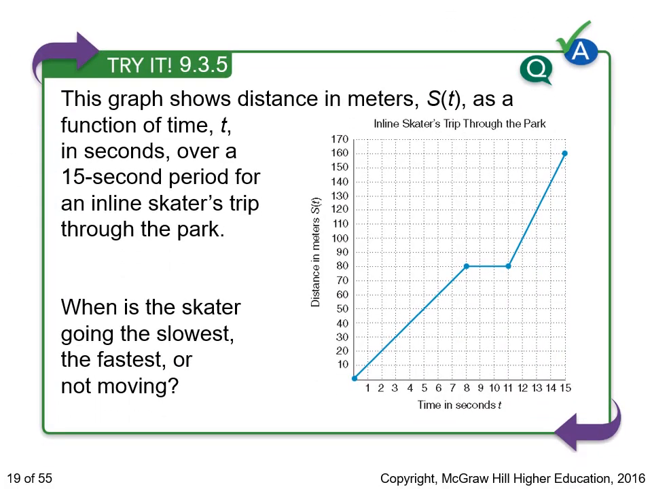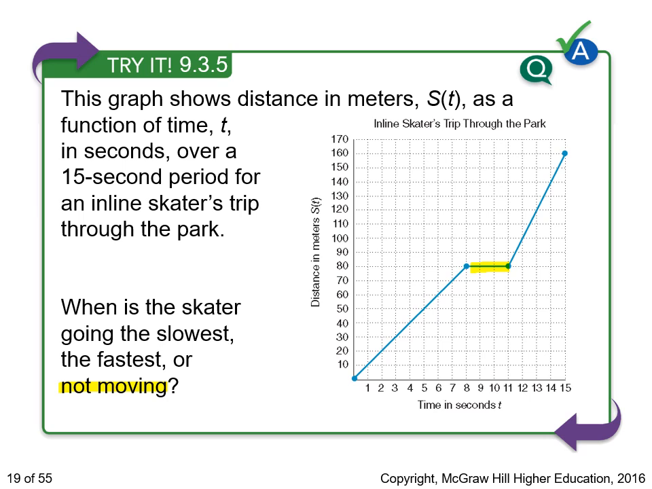And now we have a different graph. This graph shows the distance in meters as a function of time over a 15-second period for an inline skater's trip through the park. When is the skater going the slowest, the fastest, and not moving? So remember that time is along the x-axis and distance along the y. I like to do the not moving part first. So if he's not moving, his distance won't change. And that's the part between 8 to 11 seconds.